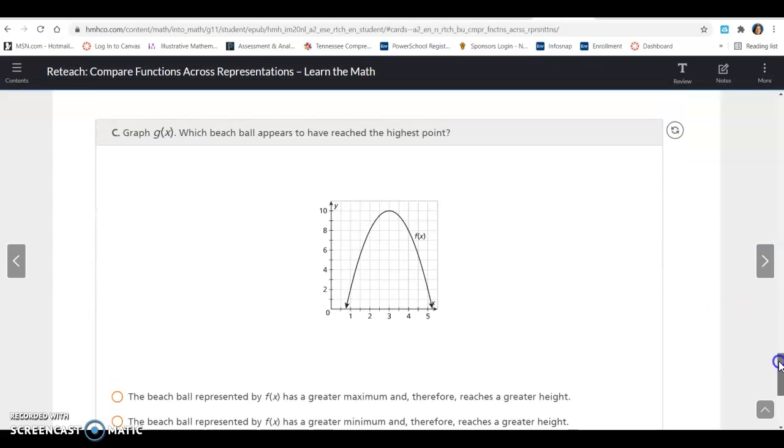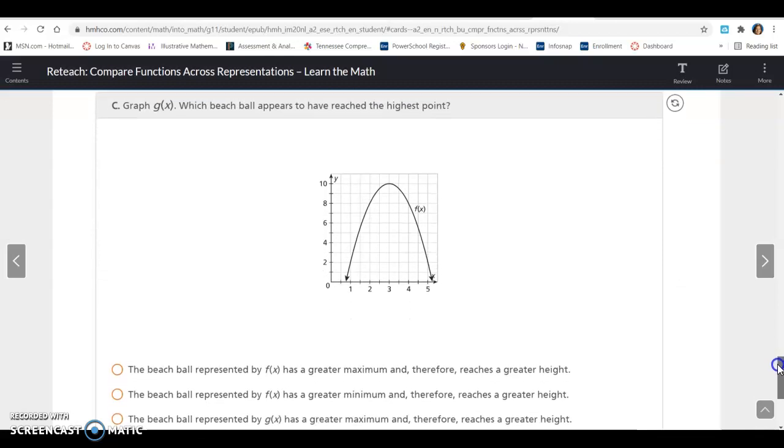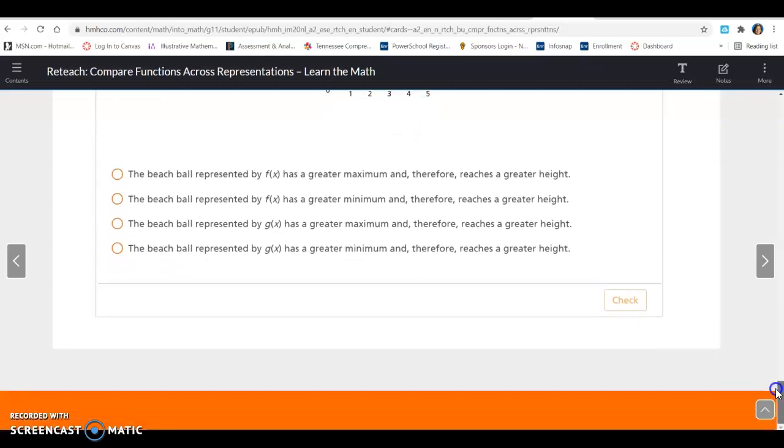It says which beach ball appears to have reached the highest point. They give you a different graph here. That graph doesn't really go with this problem, so I'm going to hide it. Hopefully they'll get that changed. But it says the beach ball represented by f of x has the greatest maximum height, and therefore it reaches a greater height. A beach ball represented by f of x has a greater minimum.